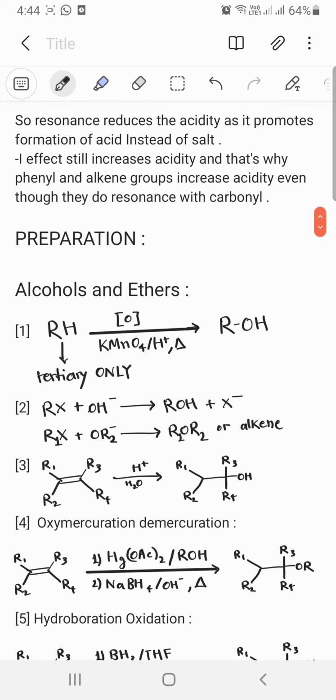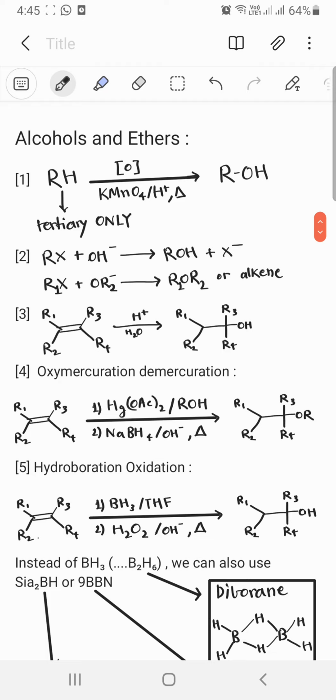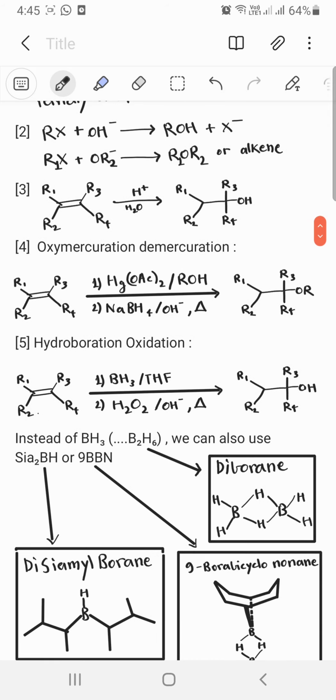Okay. So preparation of alcohols and ethers, you have these things. First, you can oxidize some kind of tertiary alkane, and it only happens with tertiary alkanes. It doesn't happen with secondary and primary. Then RX plus OH minus, that's pretty obvious. OR2 minus can also be used.